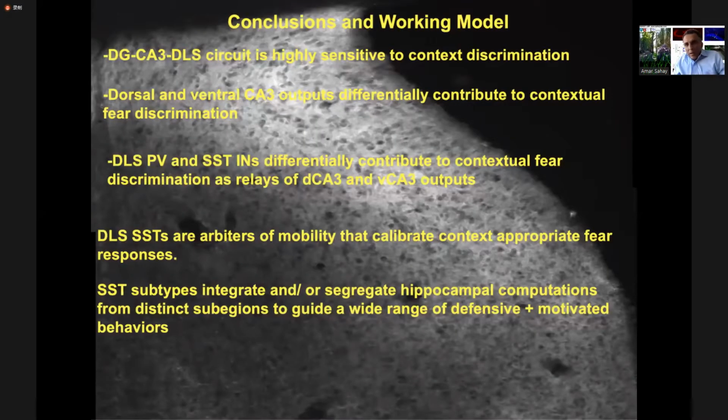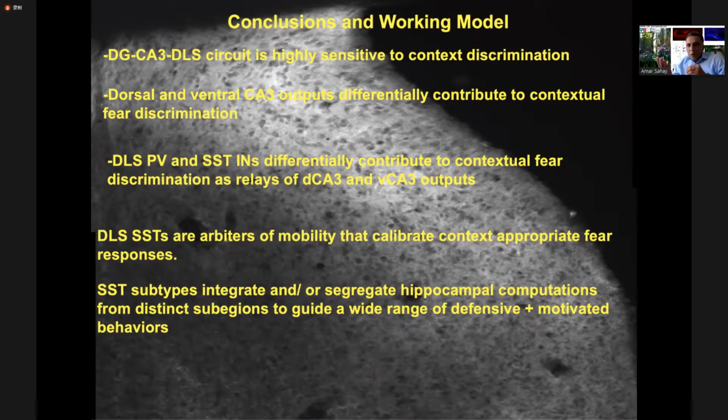Last, I'd like to share with you the conclusions and the working model. We've identified a CA3 DLS circuit that's highly sensitive to context discrimination, a role for parvalbumin cells and somatostatin cells in the dorsolateral septum as putative relays of dorsal CA3 and ventral CA3 projections to the DLS to calibrate contextual fear discrimination in distinct ways.